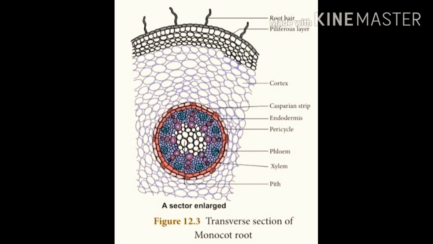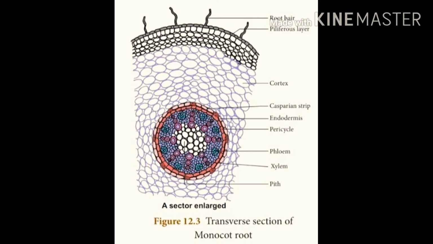So here's the next one, TS of monocot root. Here also the outer covering layer is called rhizodermis or epiblemma, which is made up of parenchymatous cells. Here also the stomata and cuticles are absent, root hairs are present. As in dicot, here also the cortex is made up of parenchymatous cells, which is meant for storage of food materials. Then the next layers are endodermis and pericycle, which are also the same as in dicot root.